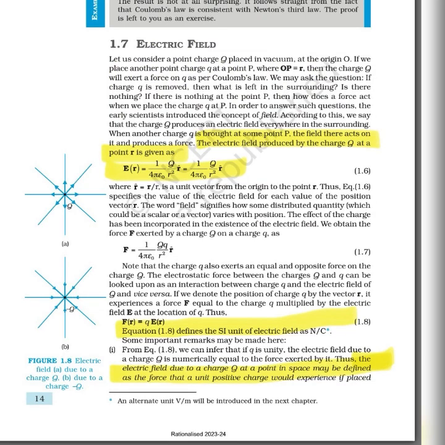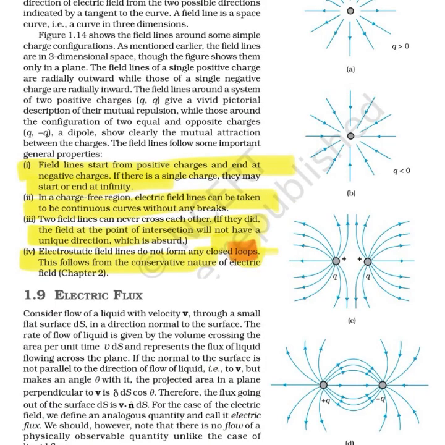Next is electric field. Here the point charge P is given, the SI unit is given. Next it is about electric field. So there are 4 properties of electric field, and these 4 properties are very important. You can also draw the diagram that is given on the side. You have to draw it also.